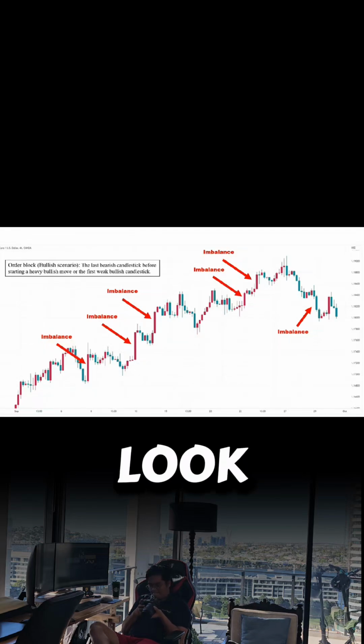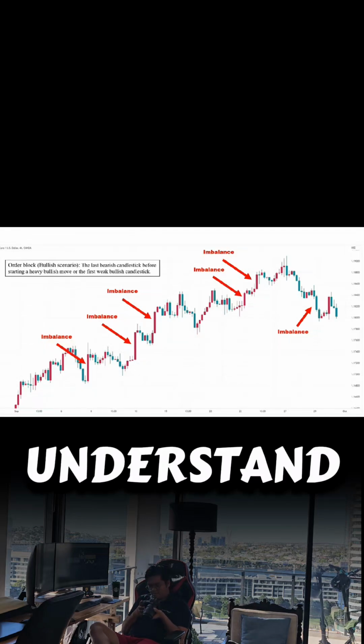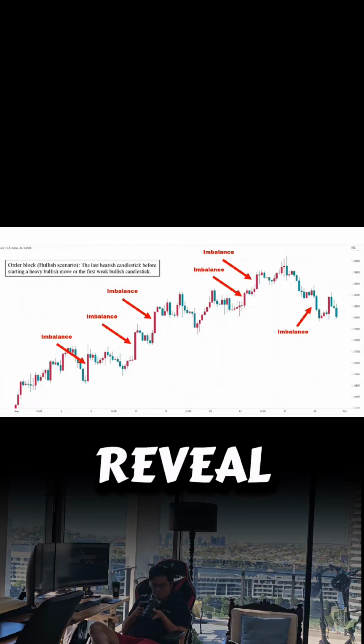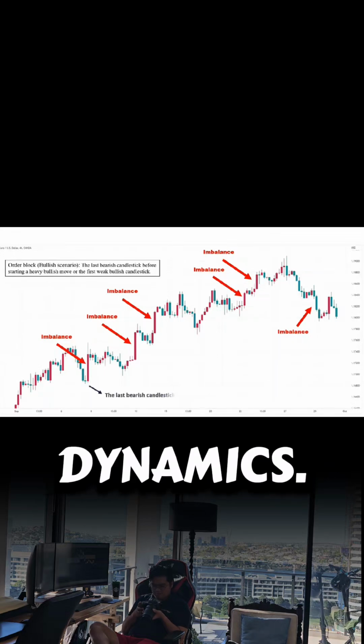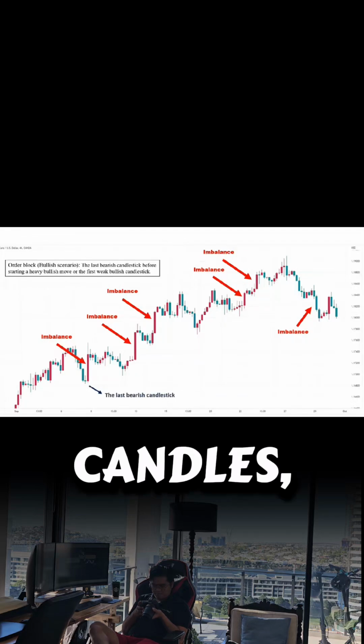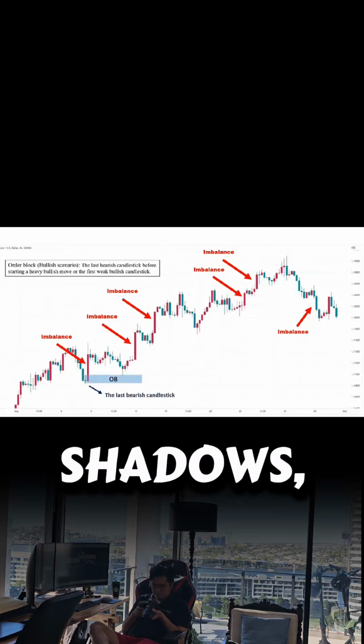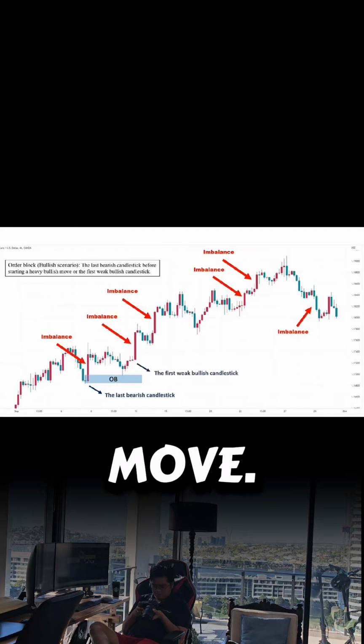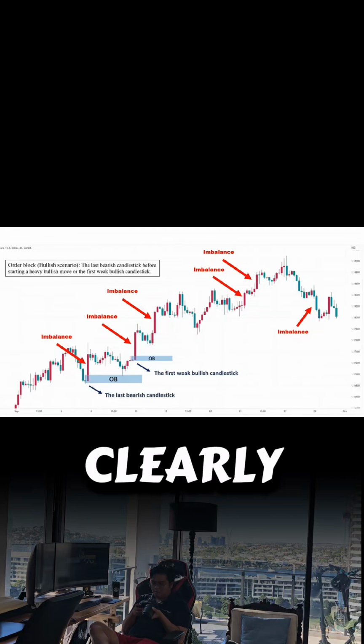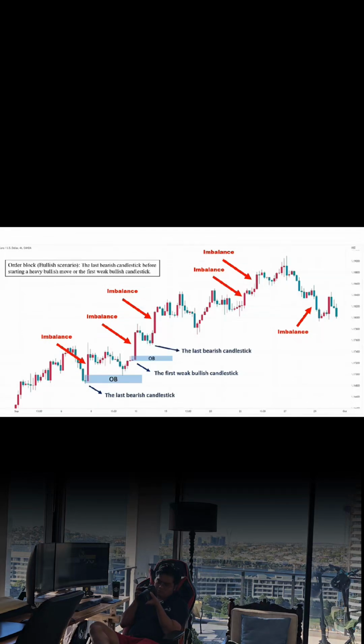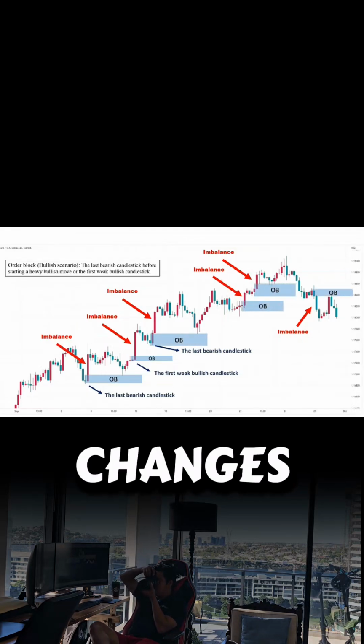Let's take a closer look at this example to really understand how candlestick structure can reveal hidden market dynamics. If I only draw the body of the candles, ignoring the wicks or shadows, we still see that powerful upward move, same direction, same energy. The price is clearly pushing higher with conviction. But here's where things get interesting. When we add in the shadows, the story changes dramatically.